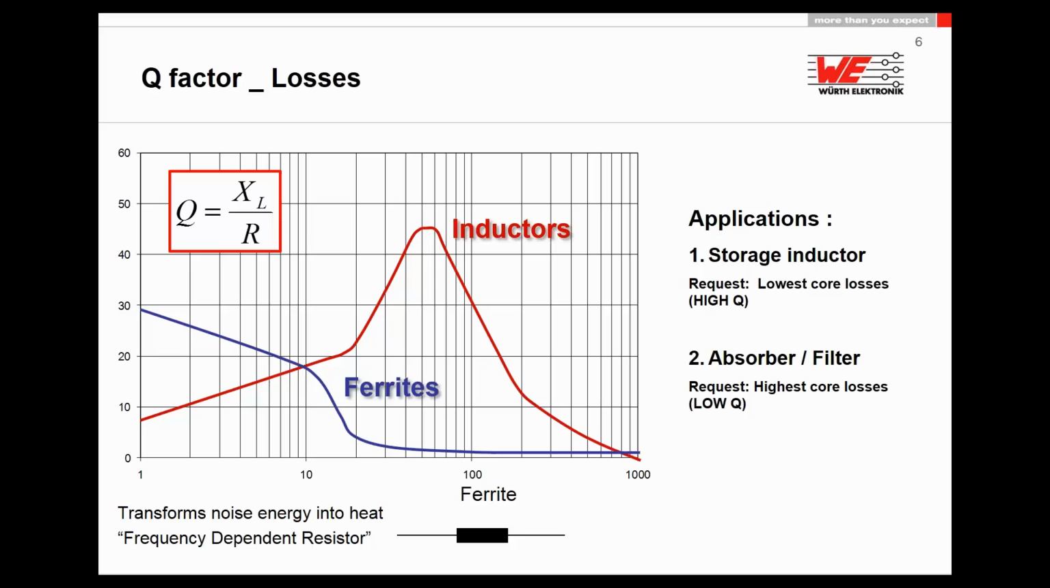Normally we can say a ferrite bead is a kind of frequency dependent resistor. Remember, for storage you will have a high Q requirement, and for filtering, for the inductance, you will have a low Q requirement.